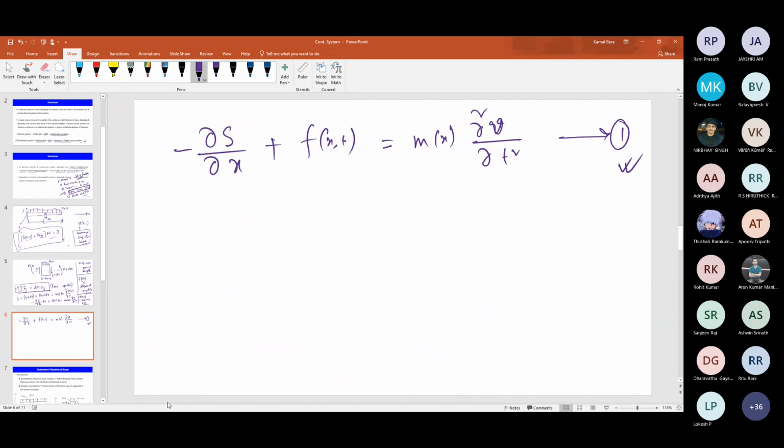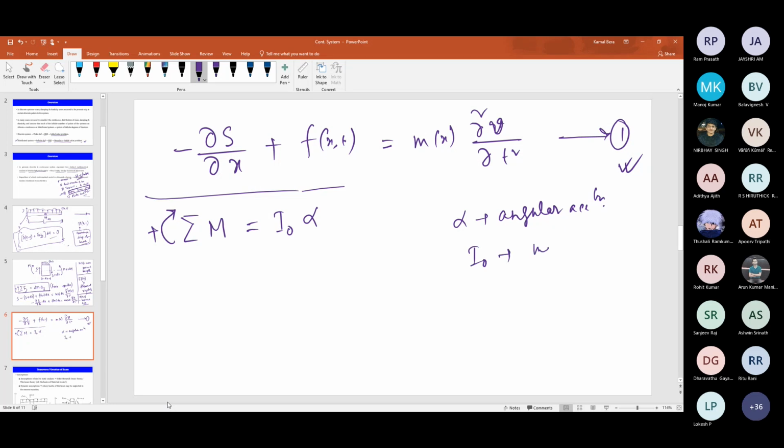Clear? Now I will use the moment equilibrium. Moment equilibrium is that the summation of moments about any point, let's say clockwise positive, you can take anti-clockwise positive, it doesn't matter, has to be I naught, the mass moment of inertia, into alpha, the angular acceleration. Alpha is the angular acceleration, and I naught is the mass moment of inertia. That's moment equilibrium, right?